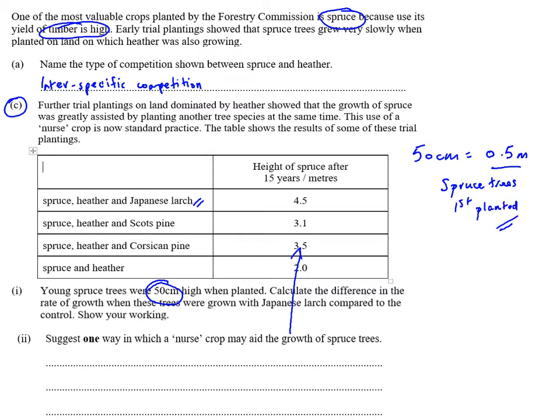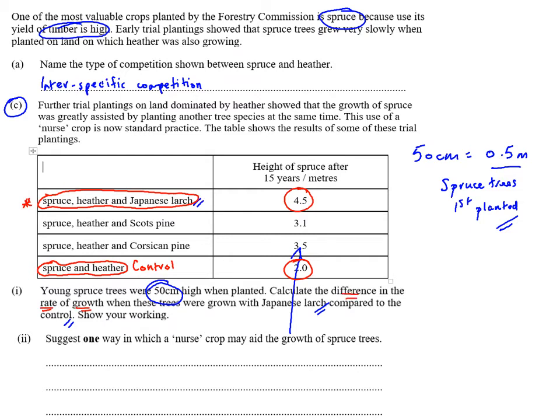Okay. Calculate the difference in the rate of growth when these trees were grown with Japanese larch compared to the control. So the ones we're going to compare, the spruce and the heather grown together, this is effectively the control. The spruce and heather together with Japanese larch is the height we're going to look at as well. So we're going to start to compare these two values. It says calculate the difference in the rate of growth. So let's start to calculate the rate of growth.